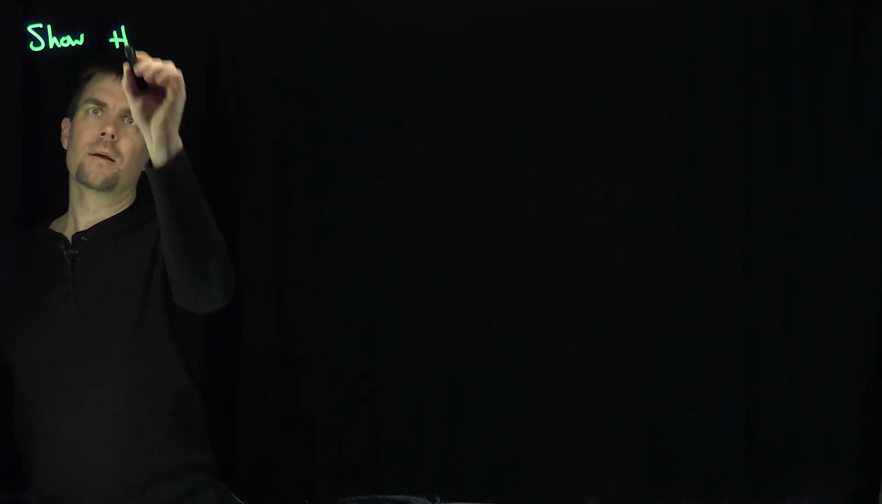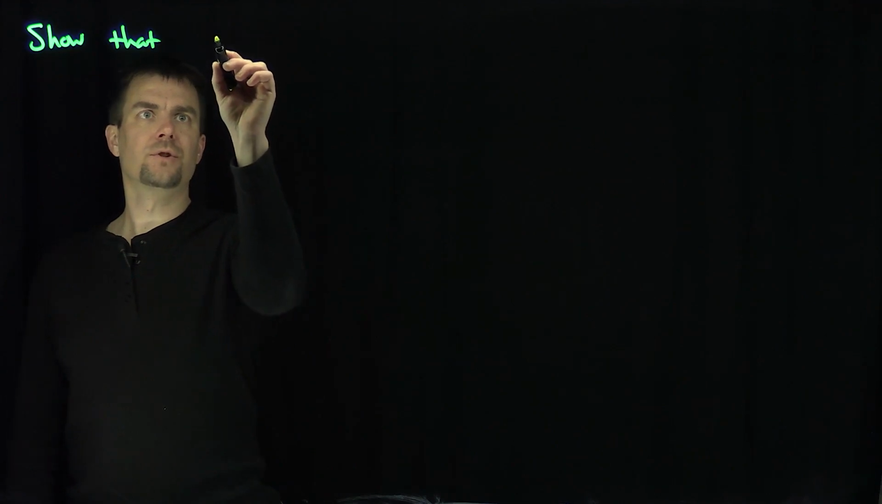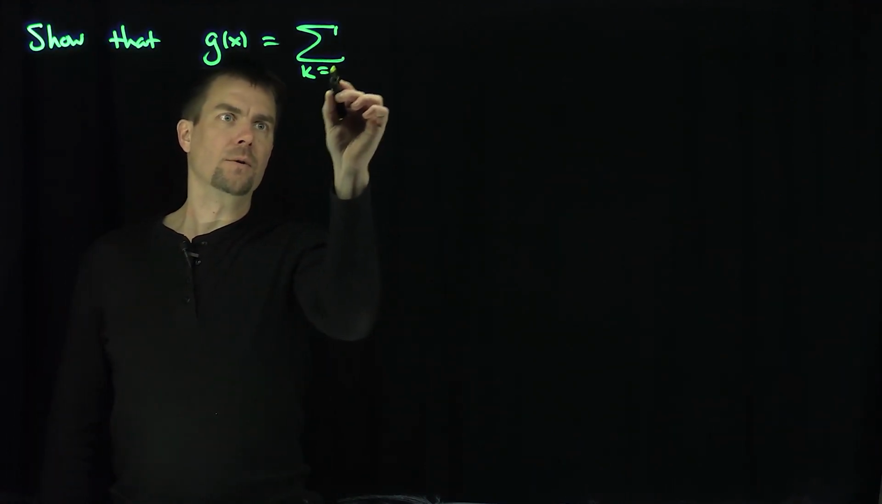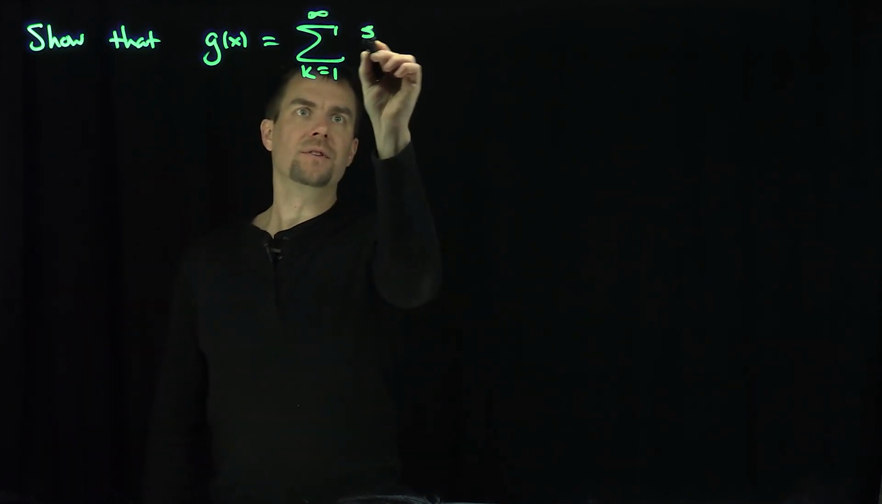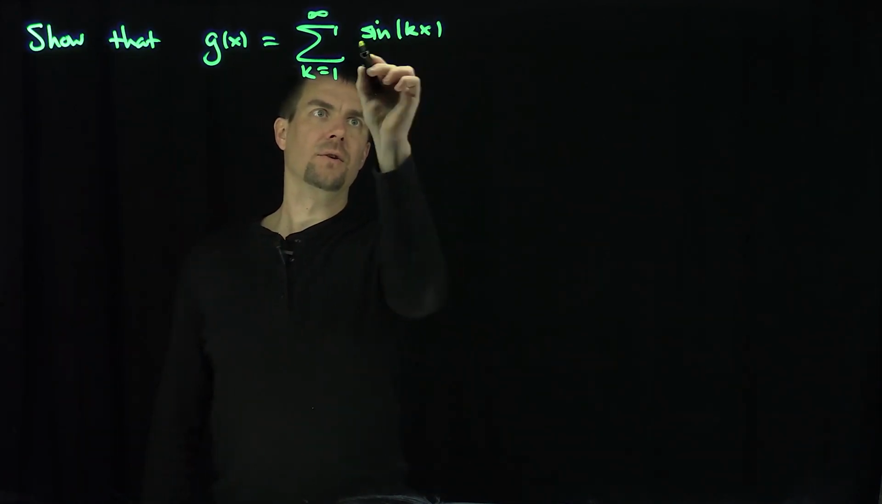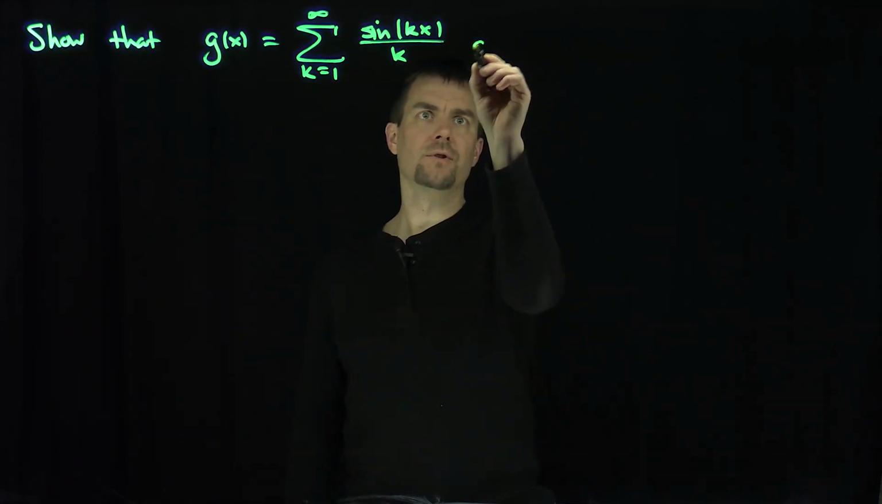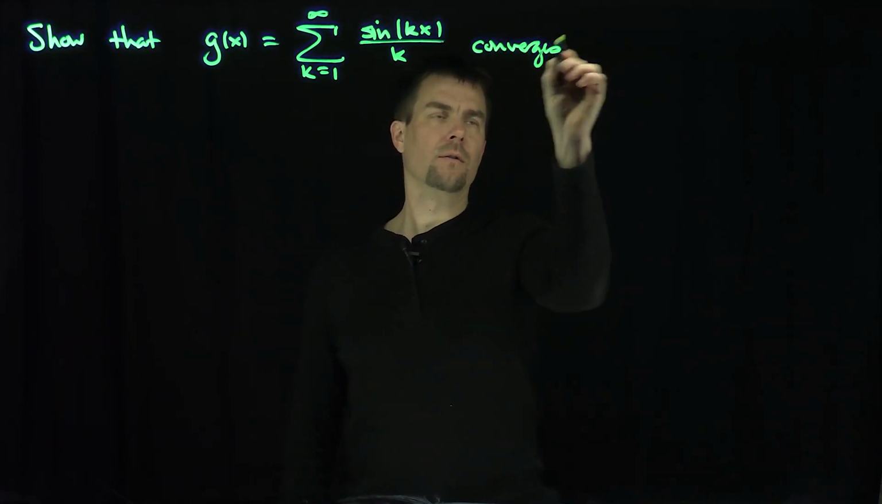Hello students, in this video we'll use Abel's test to prove that a particular Fourier sine series converges for all real values of x. Let's show that this function, let's call it g of x, which is the sum, k goes from 1 to infinity, of the sine of kx over k, converges for all x in R. Converges for all x.